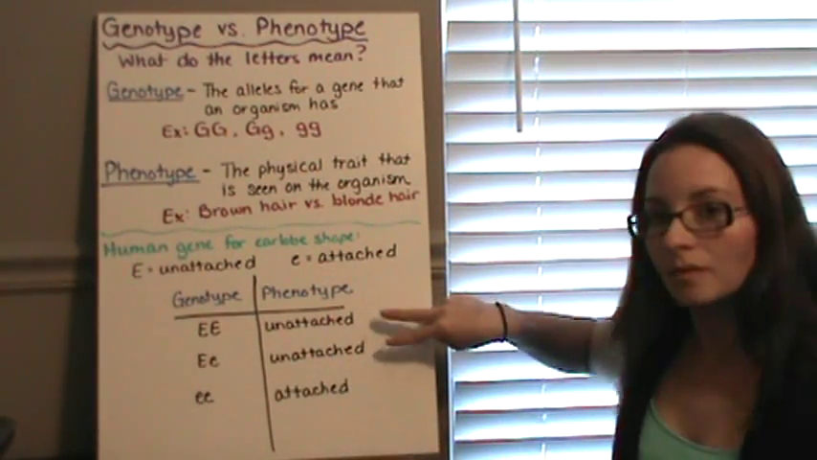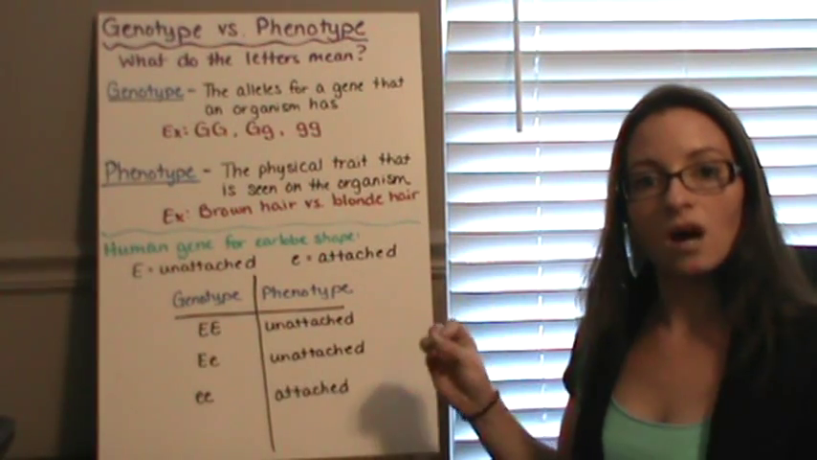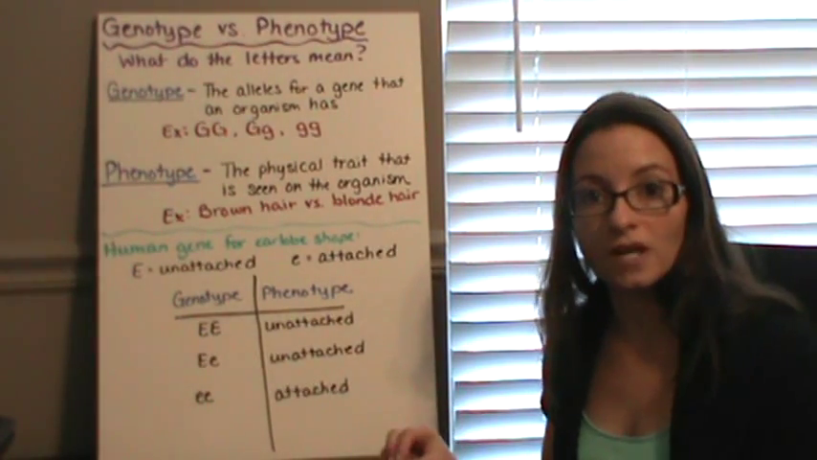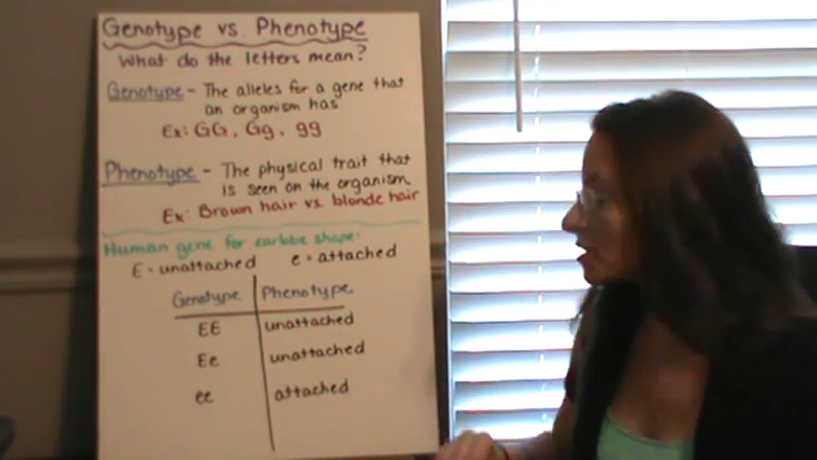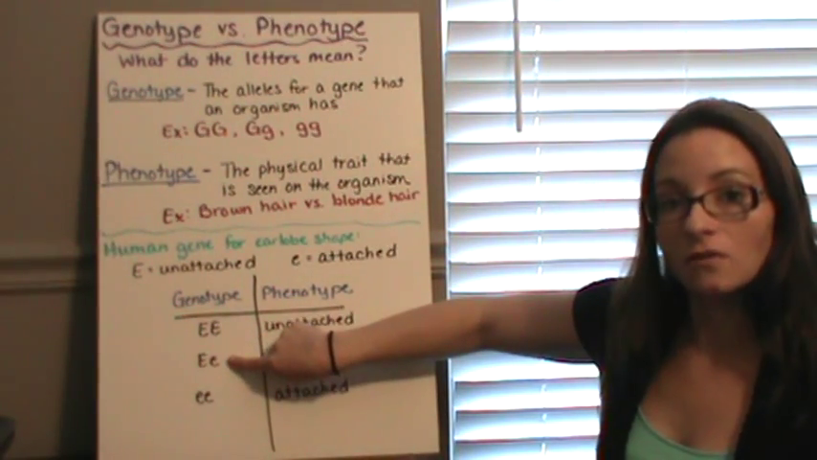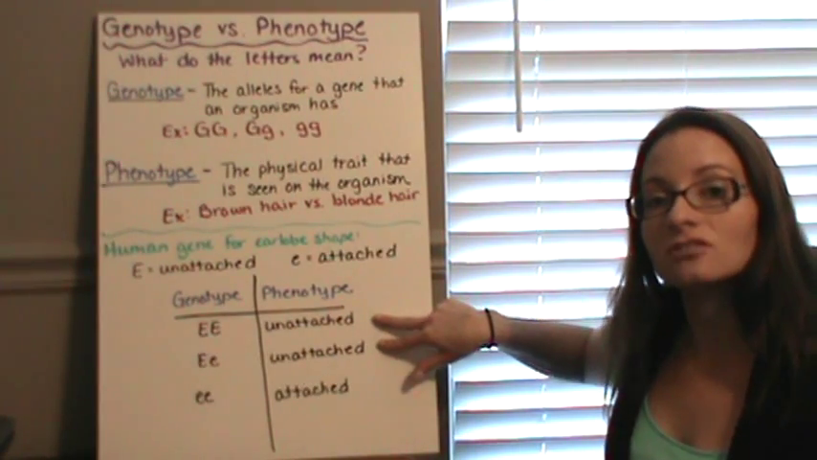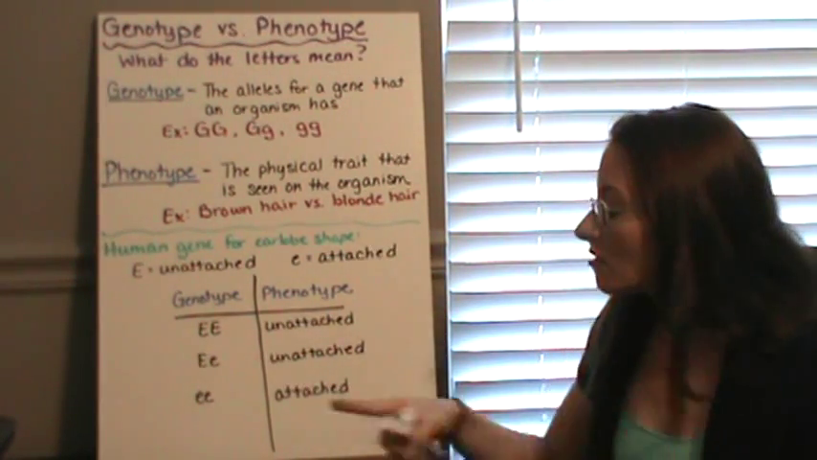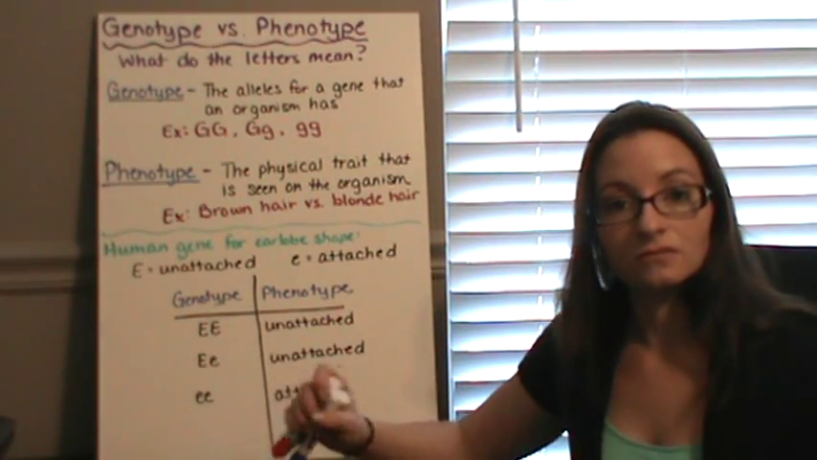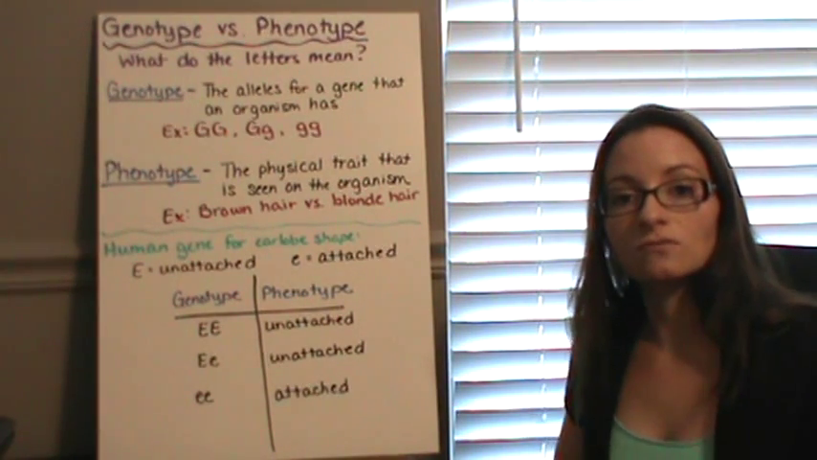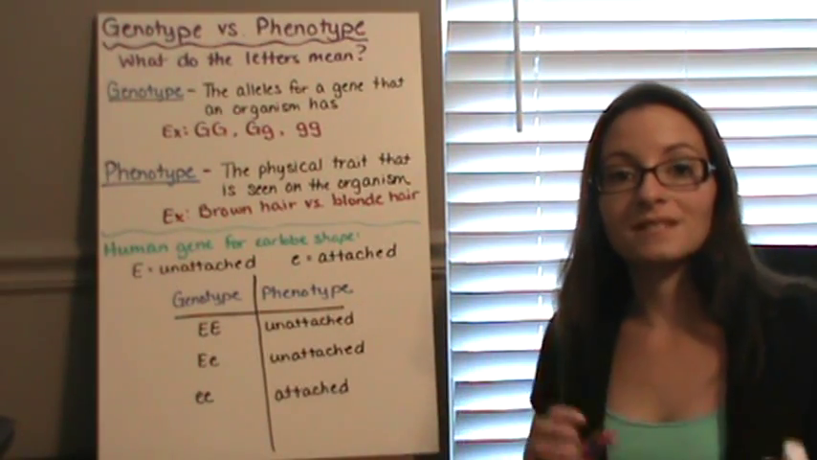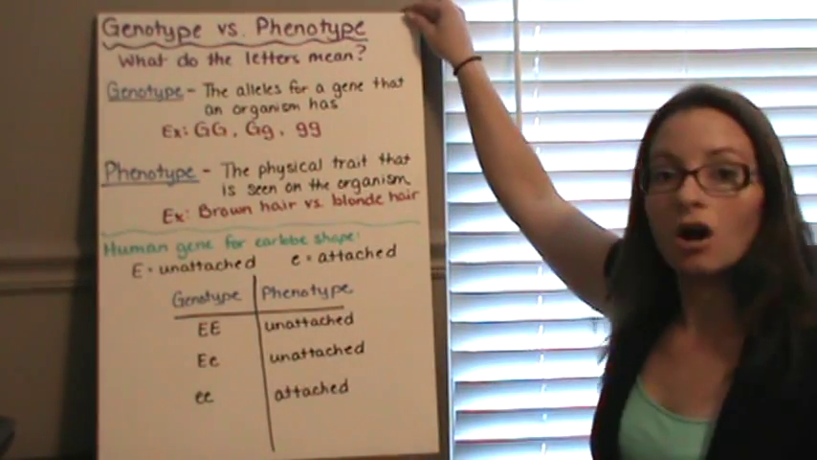Now, if you remember what we said before, if you have the dominant allele, you're going to show that dominant trait on the physical person. So both capital E capital E and capital E lowercase e are going to show unattached earlobes. The only way to get attached earlobes is if you have lowercase e lowercase e as your genotype. Okay, so genotype and phenotype. Genotype, what are the genes that you have? Phenotype, what does it actually look like on your body or on the organism?